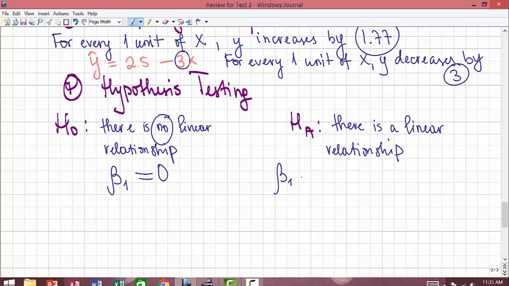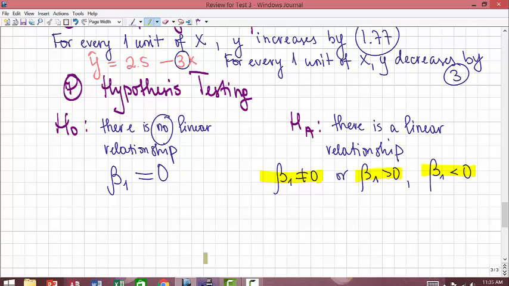And it will say beta 1 is not equal to 0, or beta 1 is greater than 0, or beta 1 is less than 0, okay? If it says beta 1 is greater than 0, that means the linear relationship is positive. This means the linear relationship is negative. If it says beta 1 is not equal to 0, that means, okay, we're not sure which one it is, but it's linear. Okay? Now, how do we do this?